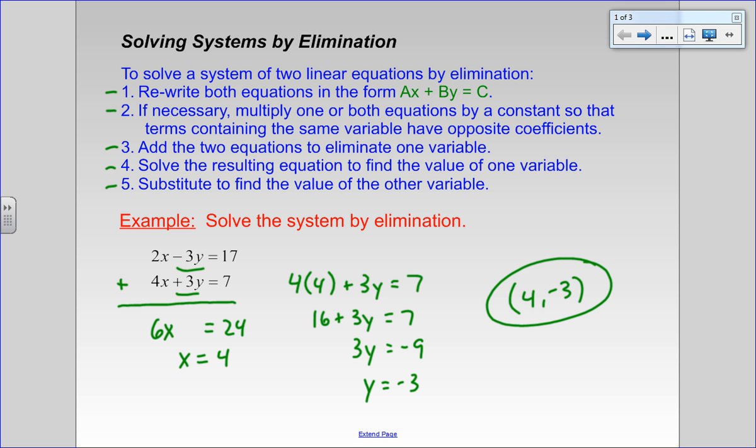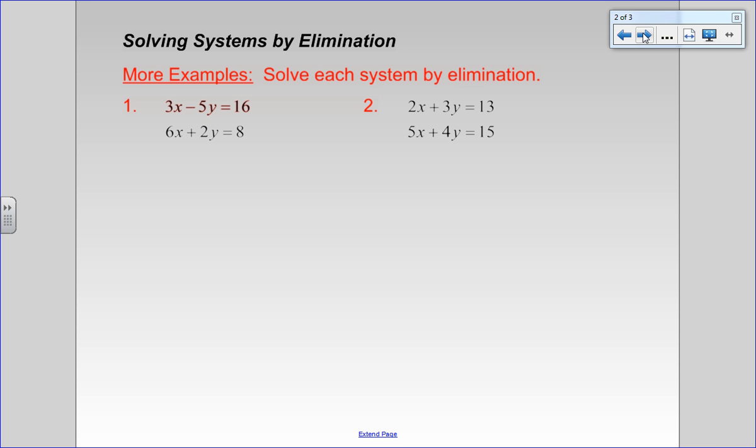If we were to graph these two equations on a coordinate plane, we would see that we have intersecting lines at this point. Let's look at two more examples that are a bit more difficult. And again, we'll solve each system by elimination.